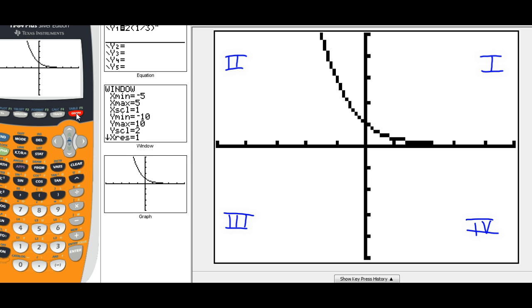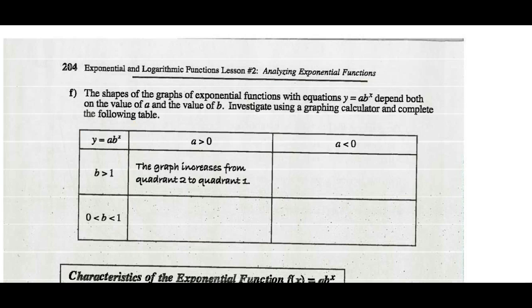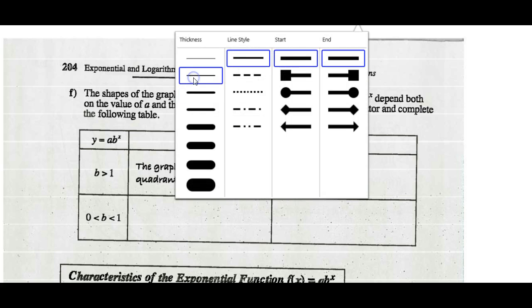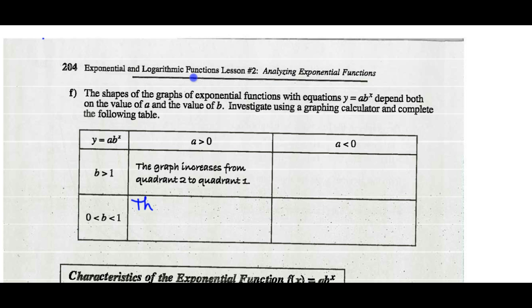This graph looks like y is very large in quadrant 2, and it's getting smaller as I move into quadrant 1. So how would I write that in my notes? Well, I would say that this graph will decrease as it goes from quadrant 2 to quadrant 1. So that's how I want to write in here. The graph decreases from quadrant 2 to quadrant 1. All right.